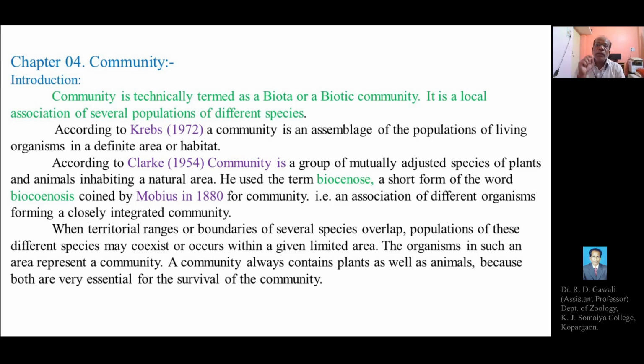A community contains plants as well as animals because both are very essential for the survival of the community. It means the community always comprises plants, animals, and also microorganisms. So this is the introduction regarding the community. Then we'll also explain some other aspects regarding the community.